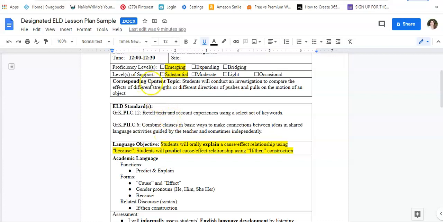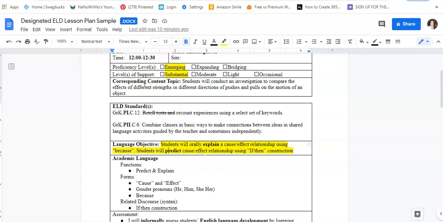I'm going to come back to the corresponding content topic in a minute. The language objective using these 2 standards is students will orally explain a cause and effect relationship using because, and so that's part of the select set of keywords. And students will predict cause and effect relationship using the if-then construction.